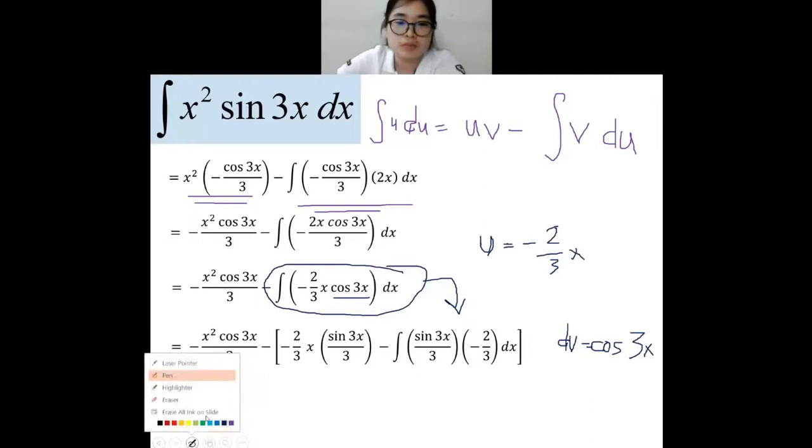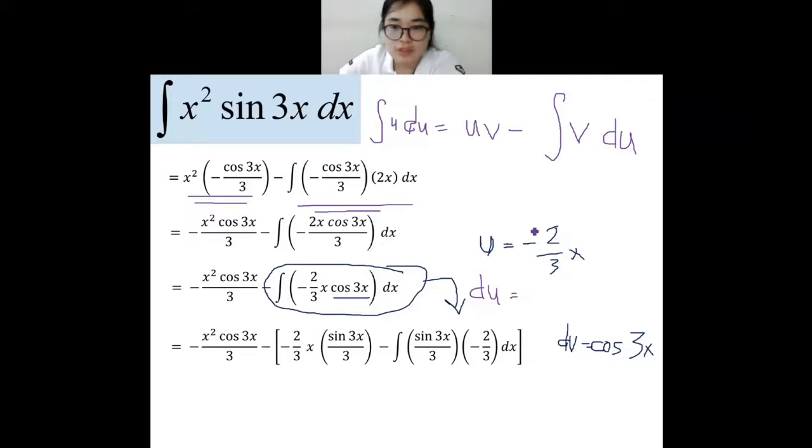Okay, understand right here. So the du will be what? We will differentiate this thing and we will just get negative 2 over 3. And the v, we integrate back the cos. Okay, integration of the cos, we will get negative sine over 3. Yes.